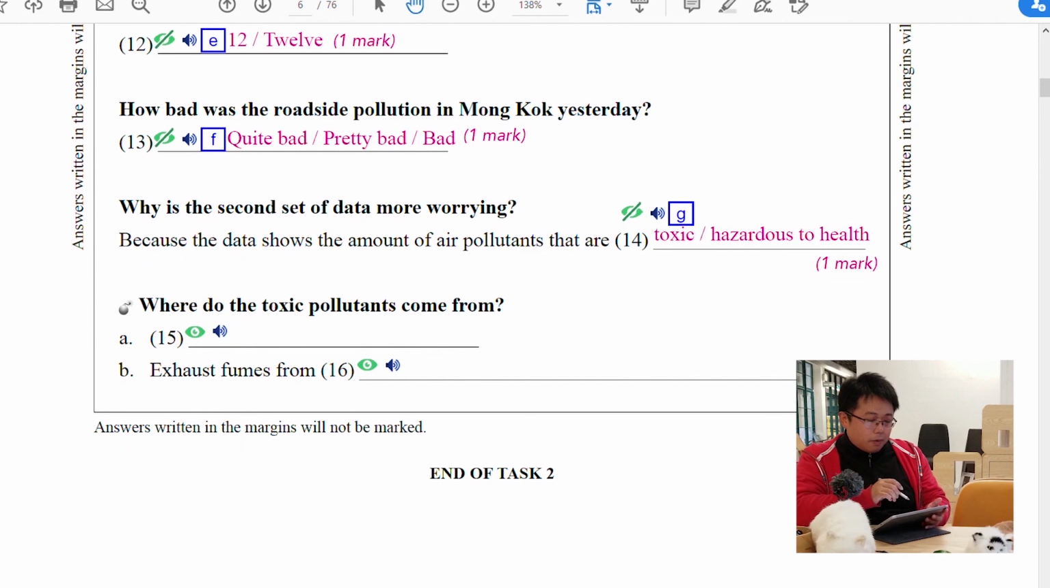And lastly, for questions 15 and 16, you have to listen for the places. And here are the answers. "Hang on, where do these toxic pollutants come from?" "From factories." So number 1 is factories. How about number 2? "Then they must come from the exhaust fumes from motor vehicles." Yeah, exhaust fumes from motor vehicles.